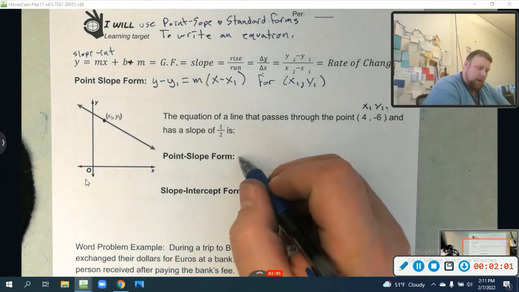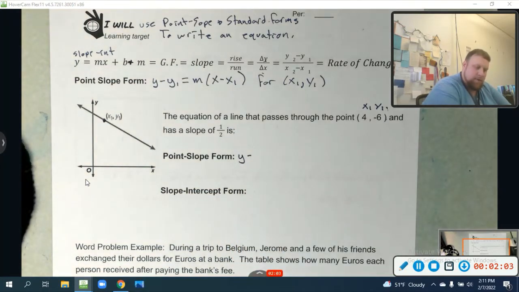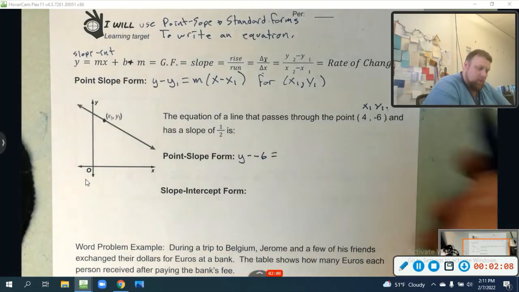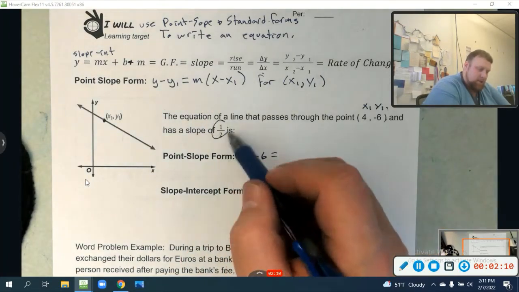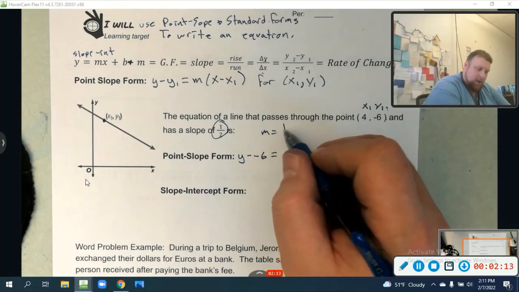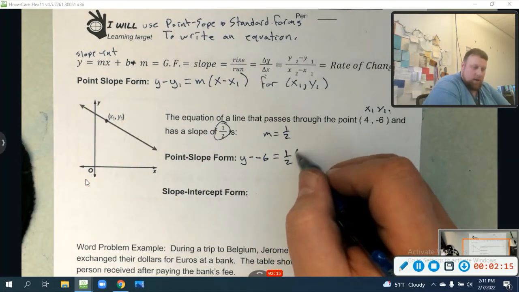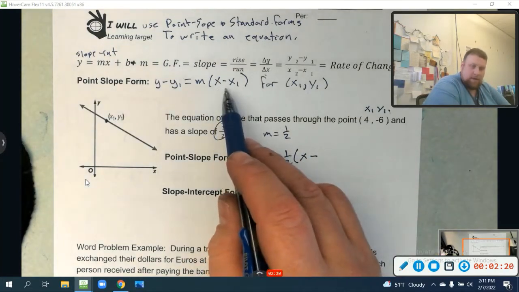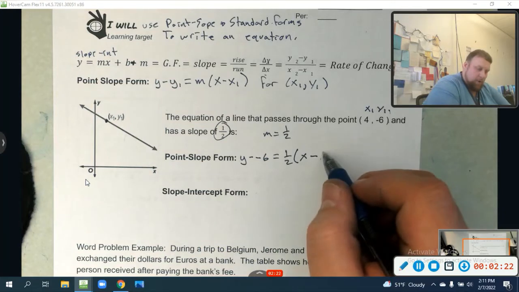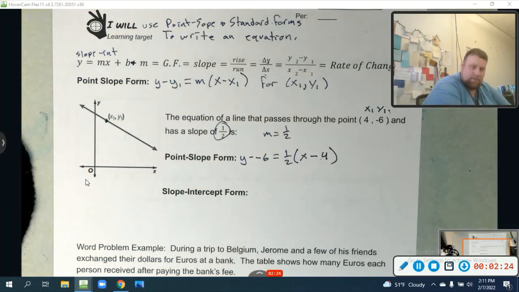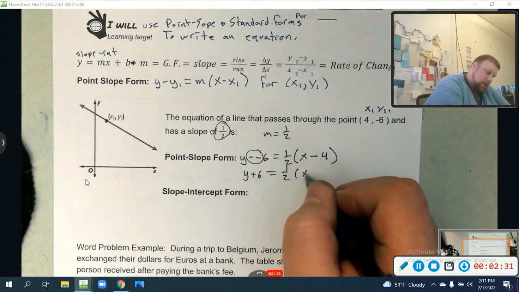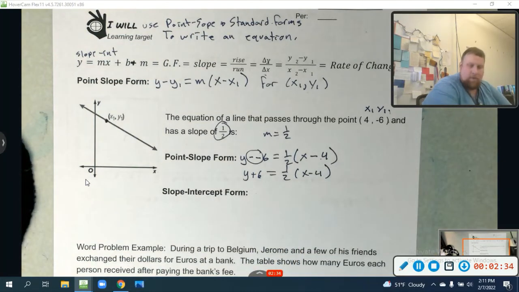And so, what am I going to write down? I'm going to write down my y minus, and what's my y1? It's negative 6. And that should equal my slope, which we're given is 1/2. So we know our m equals 1/2, times x minus, and then what's our x1 we're given? 4. Boom. And we know that these two negatives make a positive, so y plus 6 is equal to 1/2 times x minus 4. And that is point slope form.